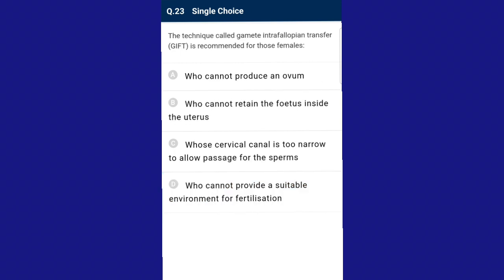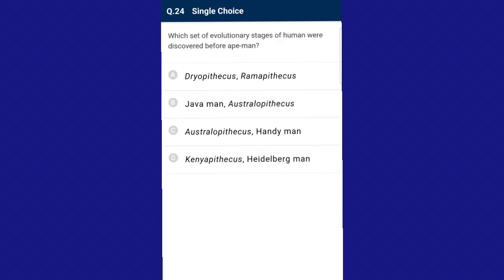Question number 23. The technique called gamete intrafallopian transfer is recommended for females who cannot produce an ovum. Question number 24. Which set of evolutionary stages of human were discovered before ape man?